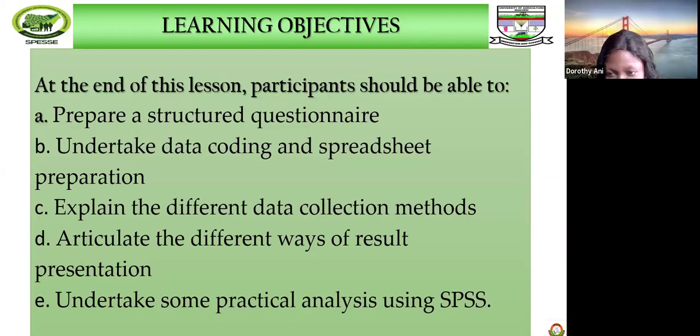So that by the time you want to do your own, you will not go and run to a 500 level or 400 level student, your junior student, or your younger colleagues, your younger sisters or brothers, saying, please, I want to do analysis, can you help me prepare a spreadsheet? By the time you prepare your spreadsheet, you will be able to carry on. You will be able to do your spreadsheet by yourself without any person guiding you again, because I will guide you here. So the next one, you'll be able to explain the different data collection methods.